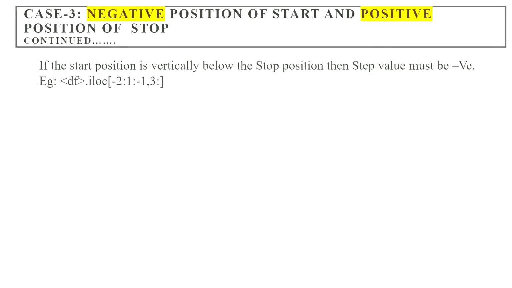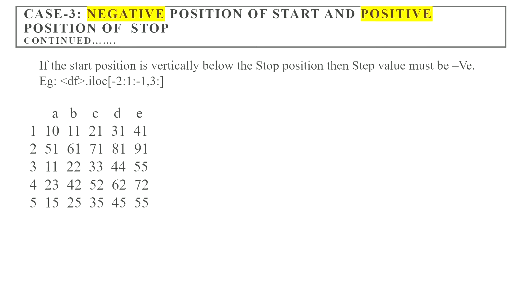Negative position of start and positive position of stop. So here is the combination. Negative position of start, positive position of stop. So see here, first, what is the condition? If the start position is vertically below the stop position, then step value must be negative. Let's see in case of this one.